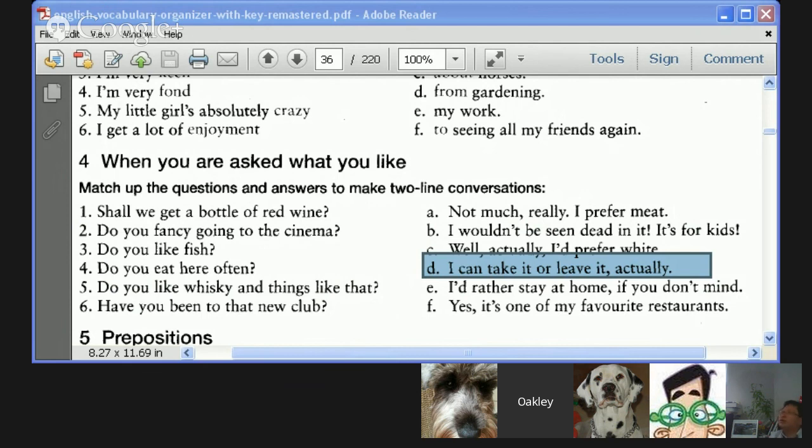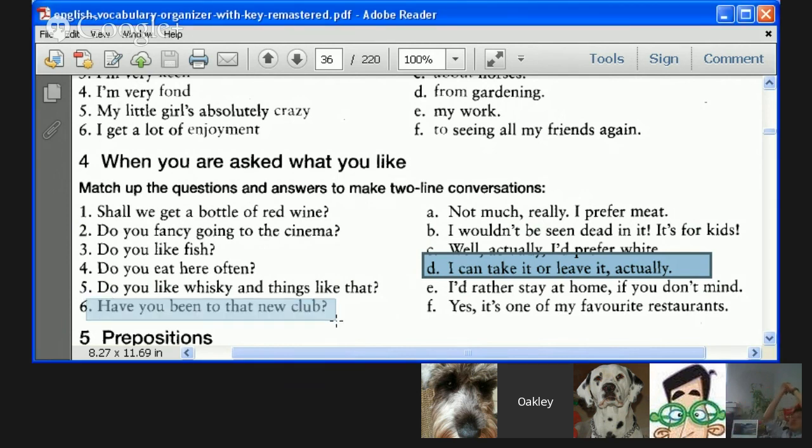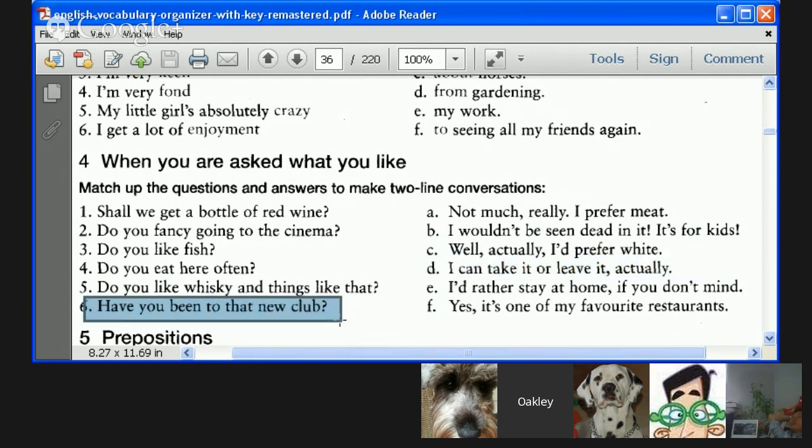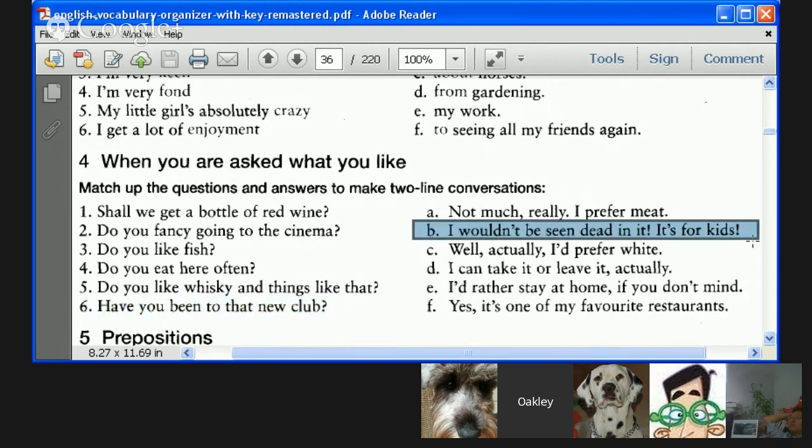Okay, Max, last one here. Have you ever been to that new club? Max, are you there? He's not here. Okay. Have you ever been to that new club? Anybody? Who's the first person to respond is the winner. I wouldn't be seen dead in it. It's for kids. Yeah, there you go. You win today's class. Come on down and accept your fabulous prizes.